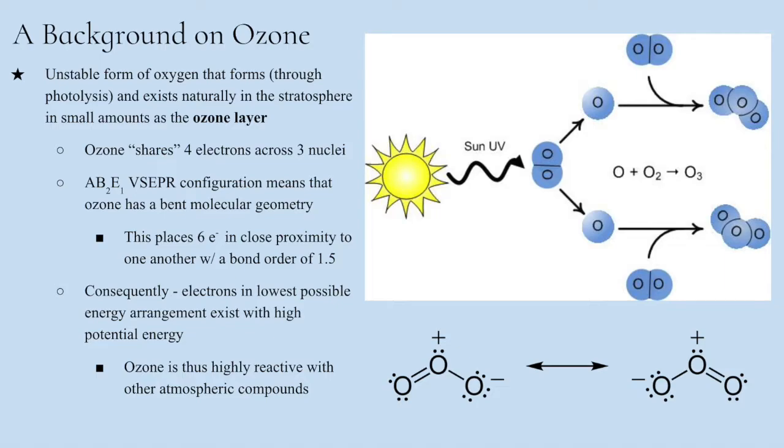Ozone itself is composed of 3 oxygen atoms, 2 of which are peripheral oxygens, each covalently bonded to the central oxygen atom. This molecule exists in 2 different resonance structures, each aligning the central oxygen atom a +1 formal charge and attributing a -1 formal charge to a different peripheral oxygen atom. Ozone also has a bent molecular geometry and a bond order of 1.5. Through its structure, in which it shares 4 electrons among 3 nuclei, and because of its electrons' high potential energy when arranged in their natural state, ozone is also highly reactive with other atmospheric compounds.